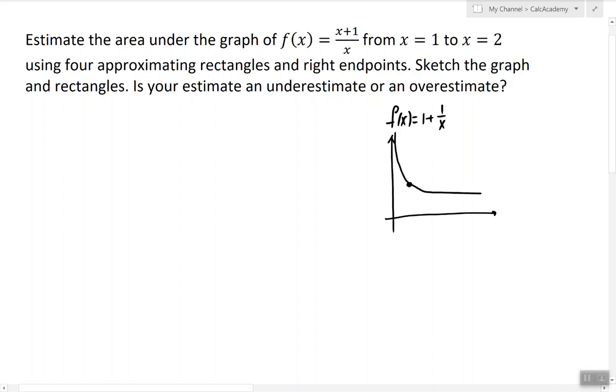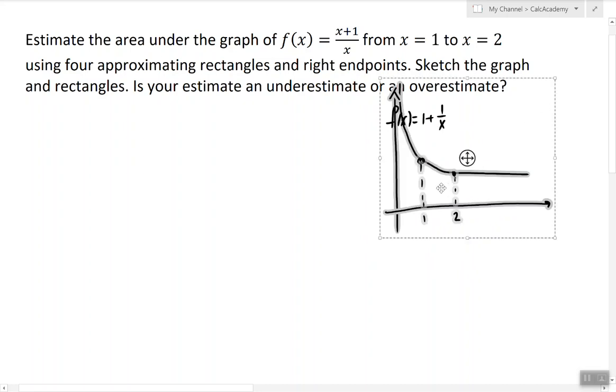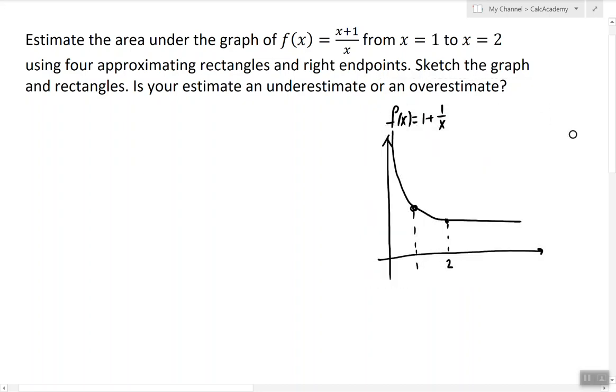We are interested in estimating the area on the interval from 1 to 2. And we can zoom in and make it a little larger. But to use 4 approximating rectangles means we're going to split this interval into 4 equal parts. So the width of each part will be equal to (2 - 1) divided by the number of rectangles, which is 4. So the width is equal to 1/4.